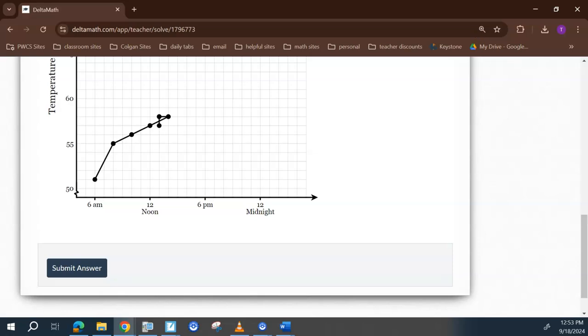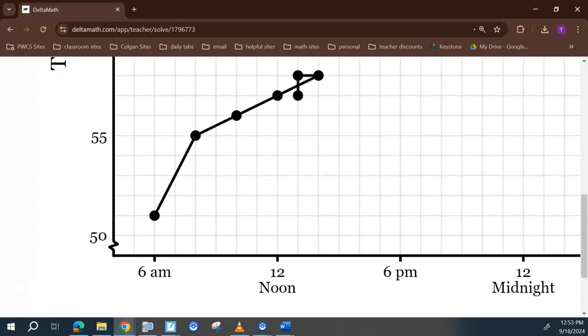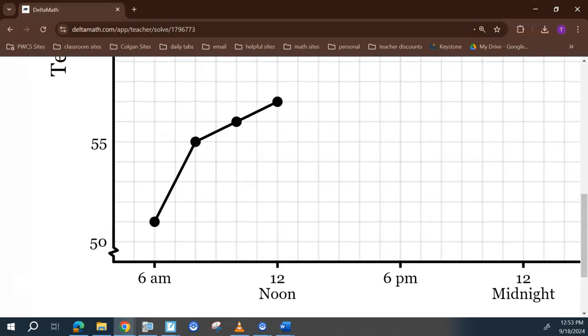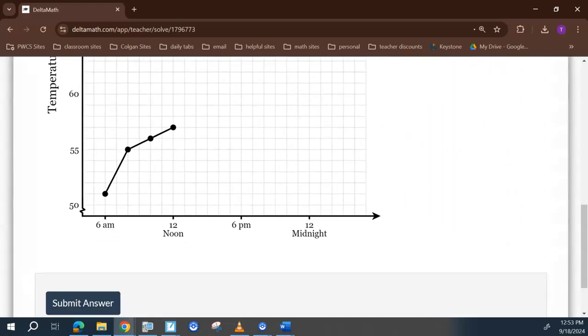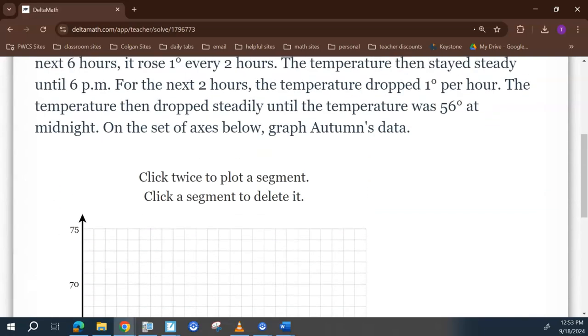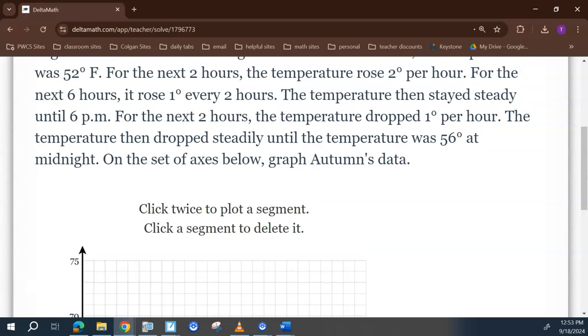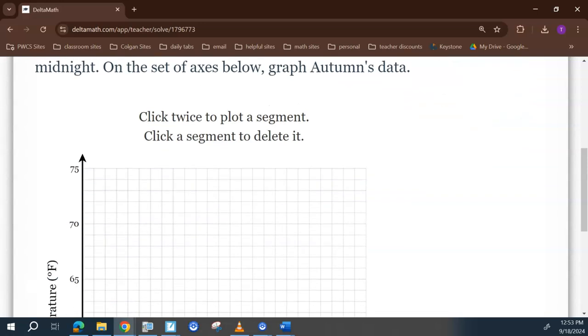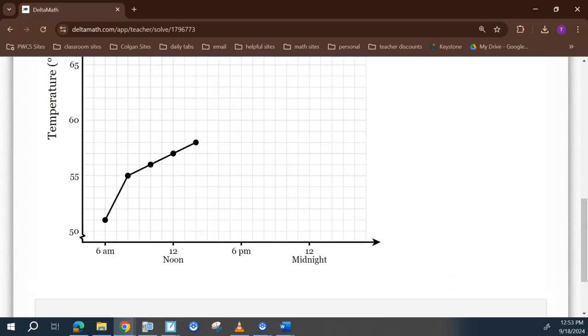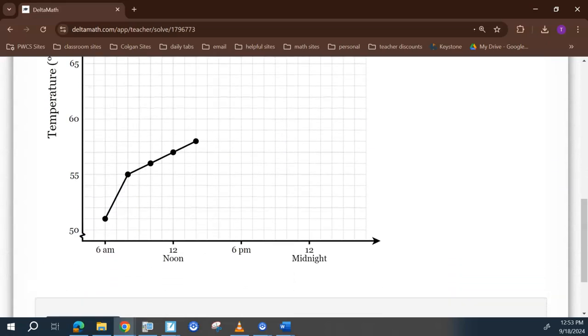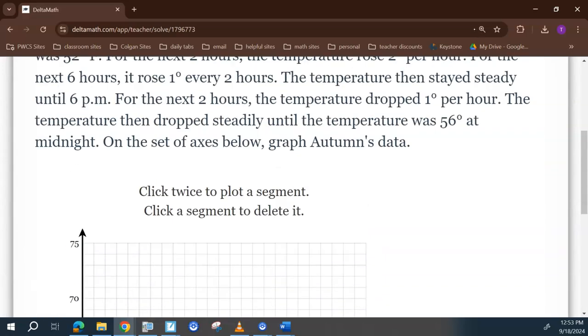Delete, just delete. It's really hard to fix. 2, 4, no, right there. Okay, and then it stayed steady until 6 p.m., so that means it's not going to change until 6. So at 6, I have another line, but straight.